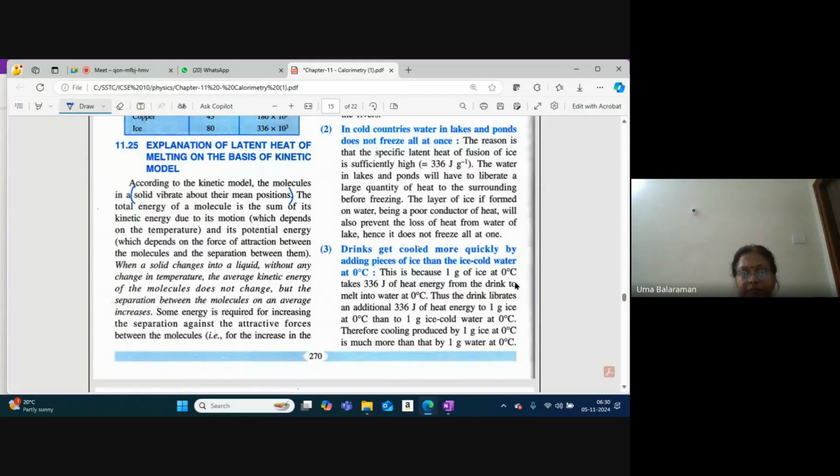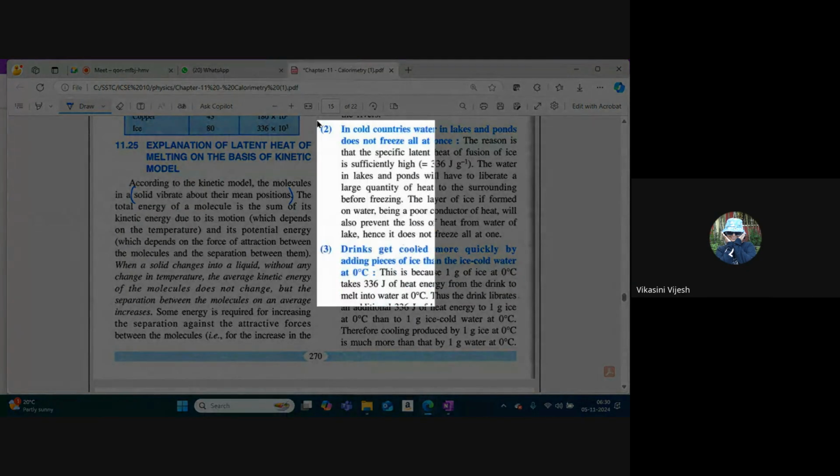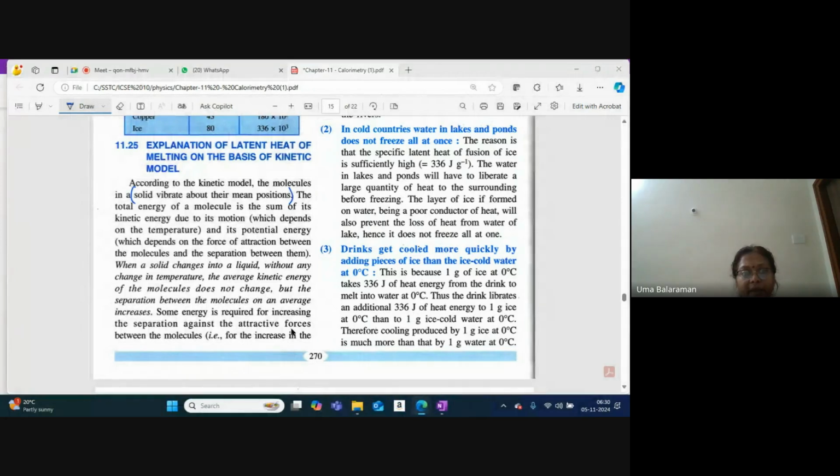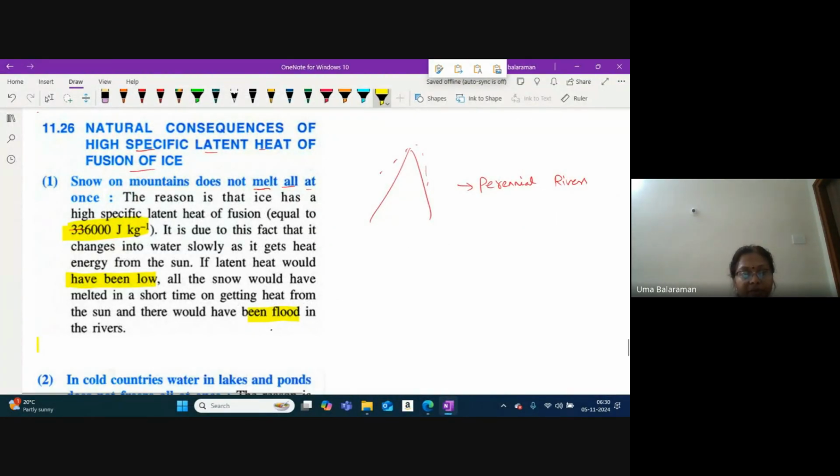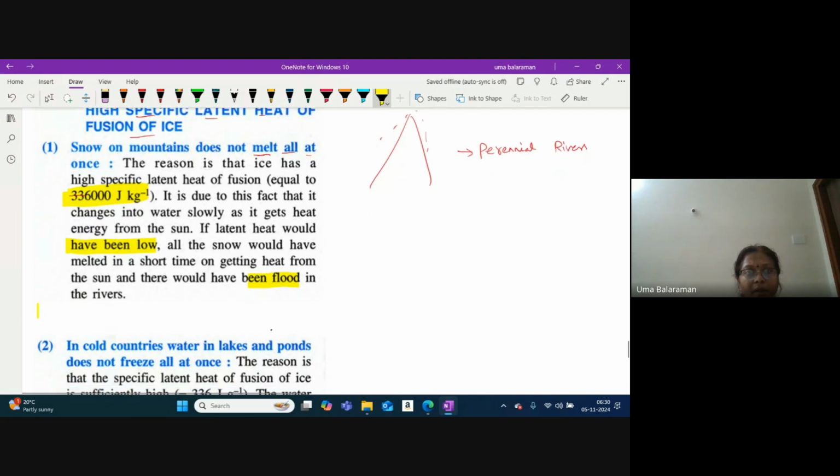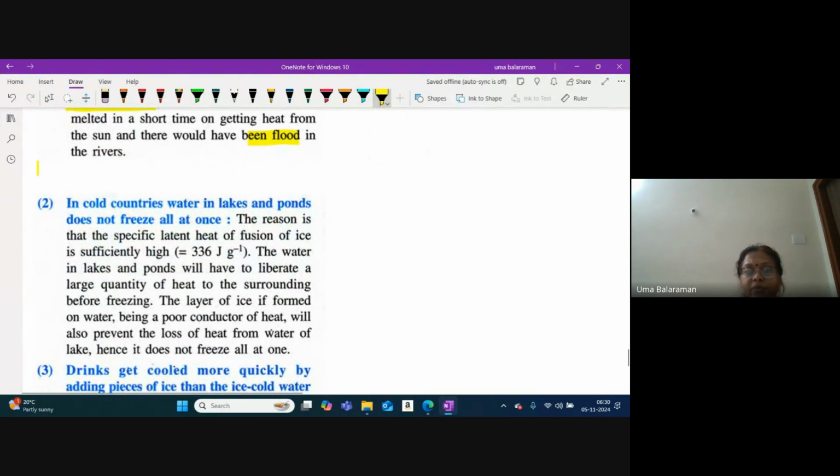Nandini? Yeah. Okay. So it's a blessing that it has high specific heat capacity. In cold countries, water in lakes and ponds does not freeze all at once. So only the top layer. If you take a pond, only the top layer, you have studied this in earlier classes also. So only the top layer freezes.